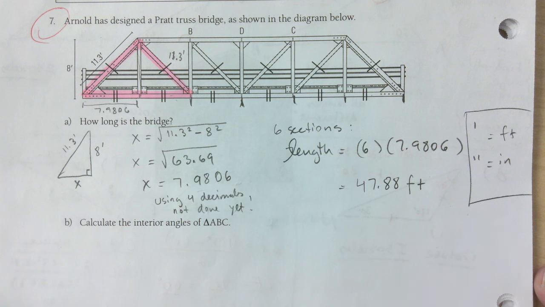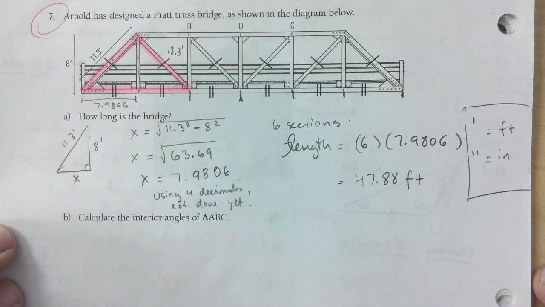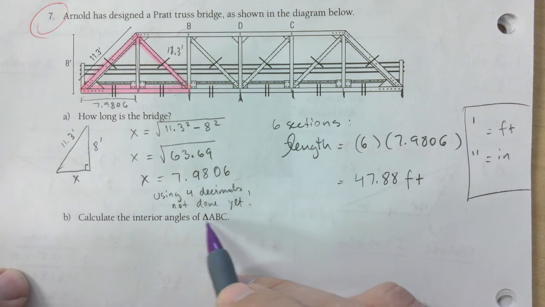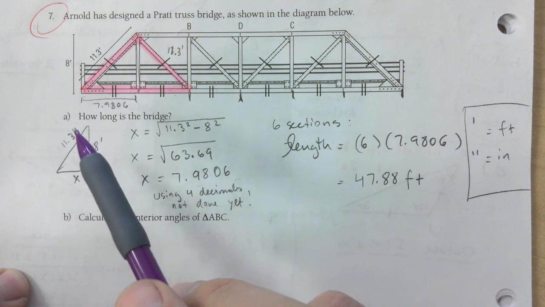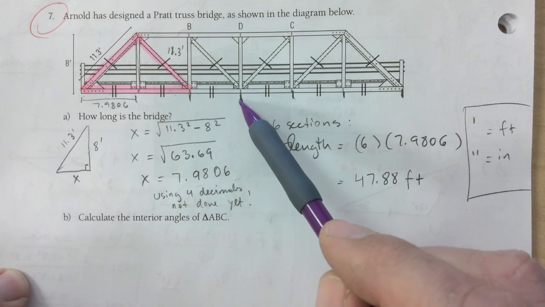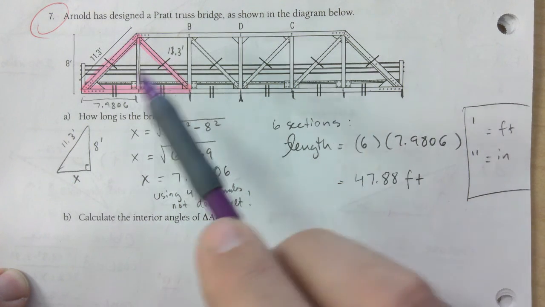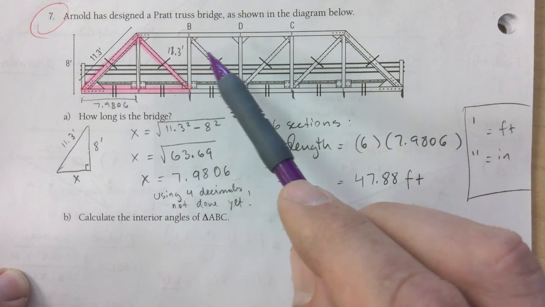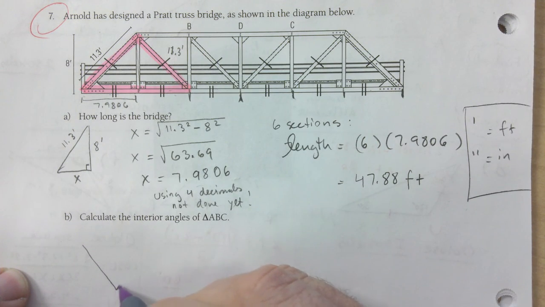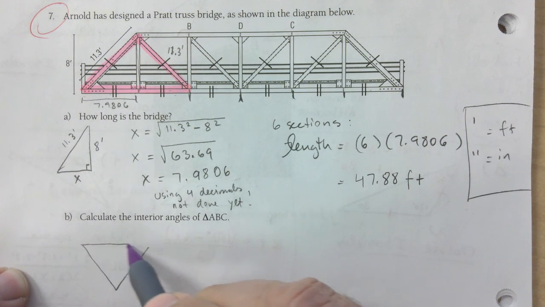I know that I skipped it the first time, so I made sure I came back to it so that we can deal with it. Calculate the interior angles of triangle ABC. So where is ABC here? It's A, B, and C, which is the same as this one here, by the way. But we're going to just take ABC and write down what we know.